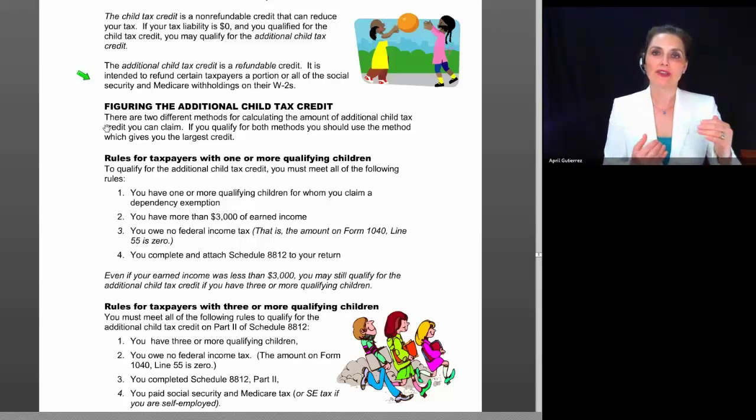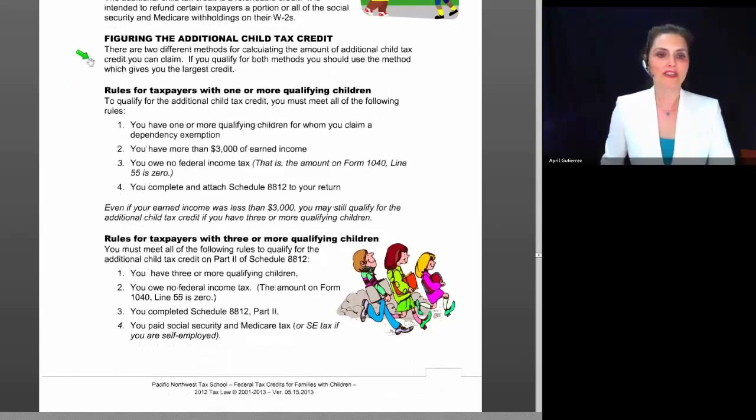And then after a few years, it moved up to just giving flat dollar amounts, regardless of what was withheld on W-2s. How do you figure the additional credit? Well, there are two different methods for calculating the amount of additional child tax credit that you can claim. If you qualify for both methods, you should use the method which gives you the largest credit.